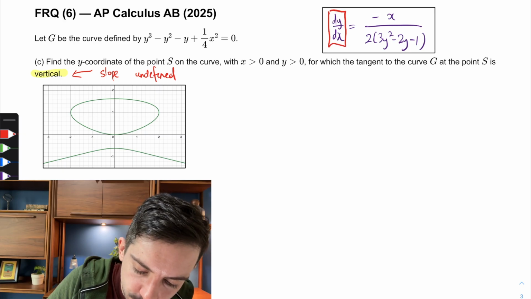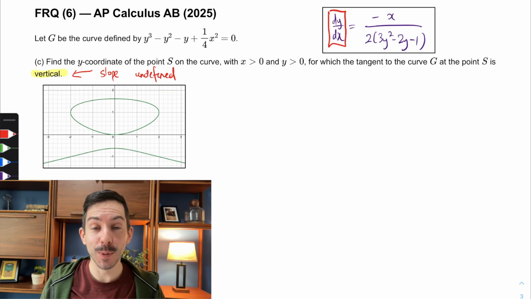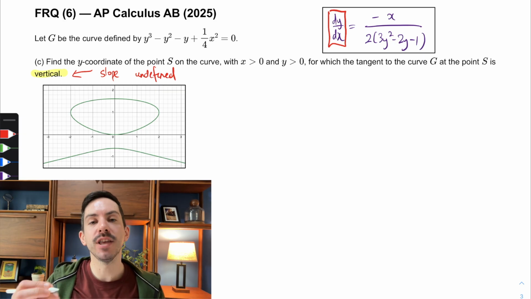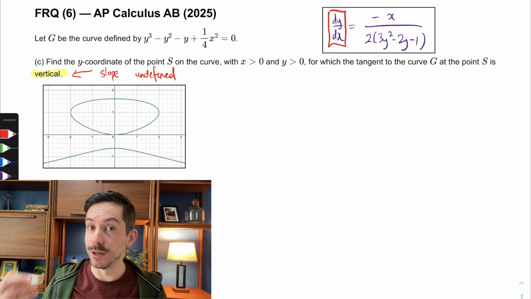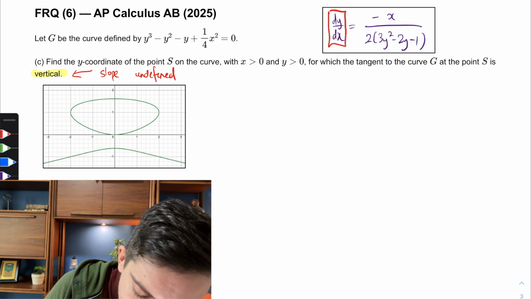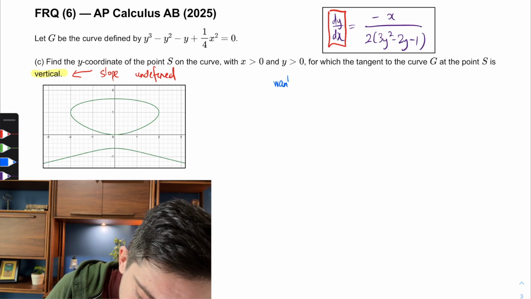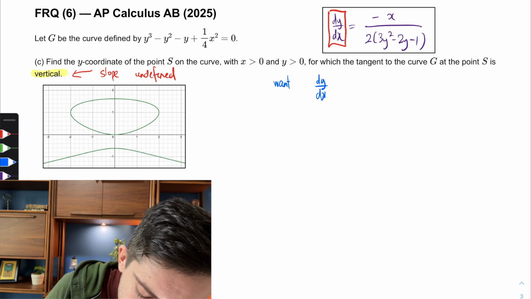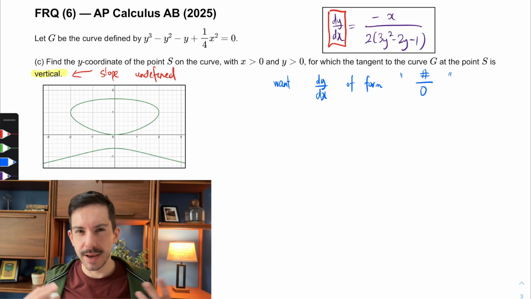So if I look here at my expression for dy by dx, it's lots of things, but in particular, it's a fraction. So how could that fraction not be defined? Well, I might try to divide by 0. The denominator might be 0 for some particular y values. So we want the slope to be not defined. What we need is this fraction for dy by dx to be of the form a number over 0, a finite number over 0.